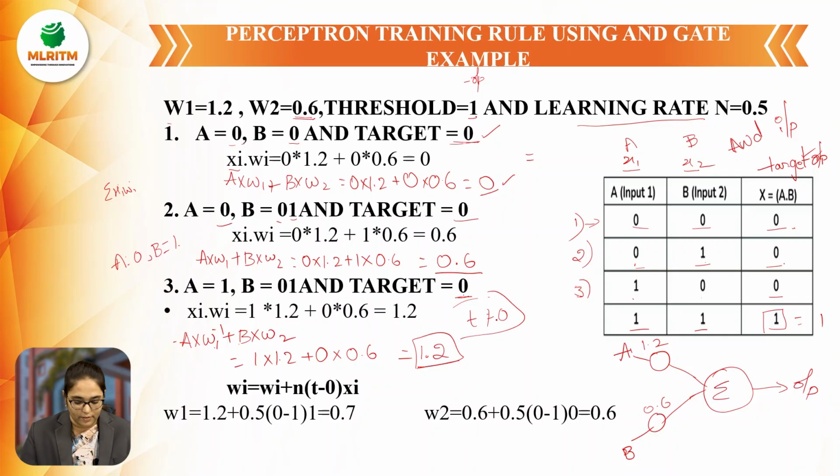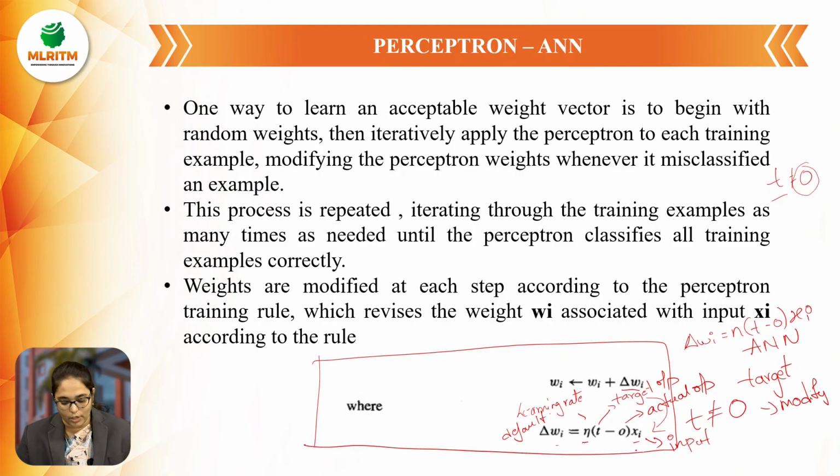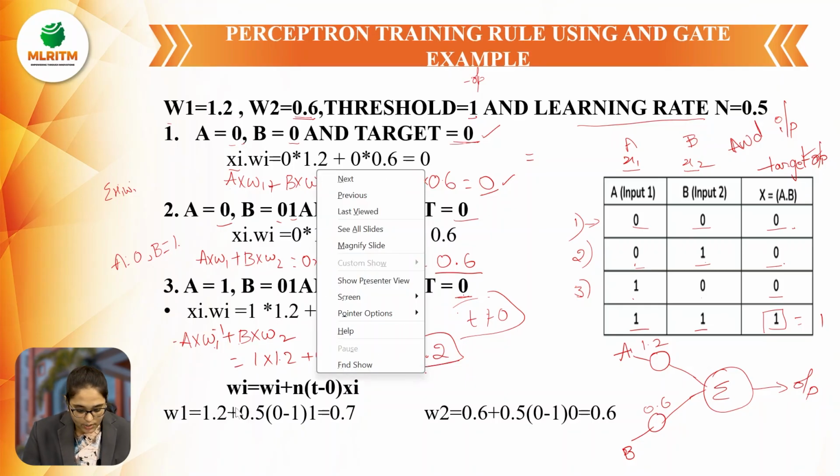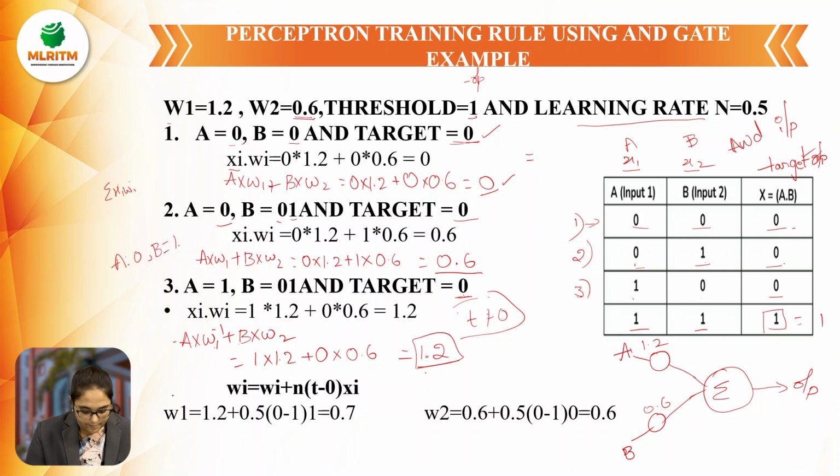In the previous lesson, we have seen the weight modification formula, that is delta wi equals n into (t minus o) into xi. The same formula we apply to modify the weight when the targeted output is not equal to the actual output. So wi is equal to wi plus n of (t minus o) into xi.